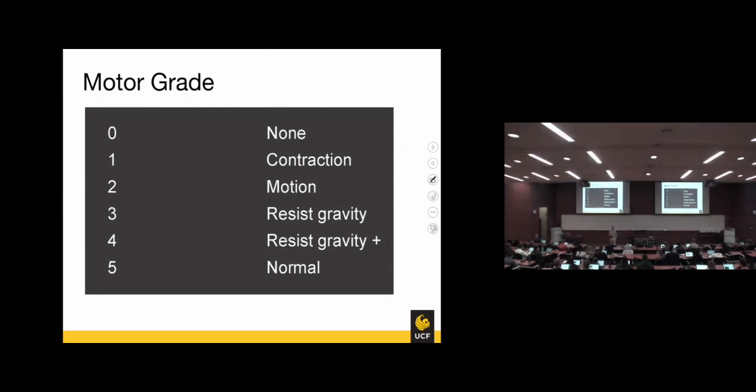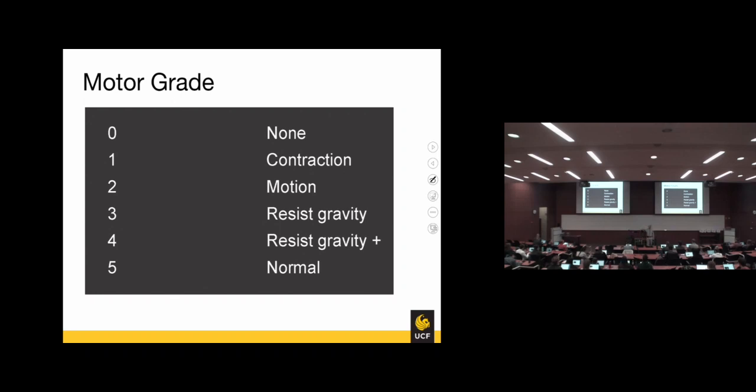Do you all know the motor grade stuff? Have you seen this before, heard this before? Okay, so I've seen some yeses and some no's, but it's basically here, okay? 0 is they have no voluntary contraction. You can't see it, you can't feel it, nothing happens. 1 is a contraction that's not really effectual, okay? So you'll see it change in contour, you might be able to feel it get tense, but it doesn't effectively move the joint, okay? A 2 is if there's motion of the joint with gravity eliminated.